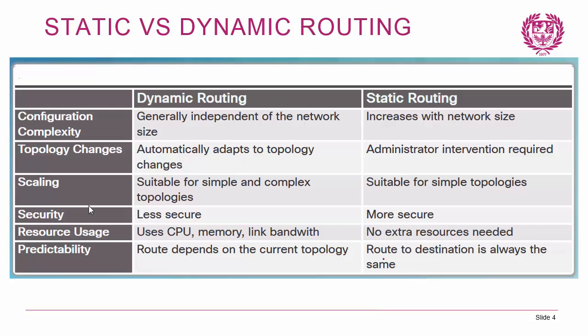Looking at predictability, you want to know what way data takes through the network. With dynamic routing, the predictability will depend on the current topology, and packets may take different routes, whereas for static routing, the route to the destination network is always the same.